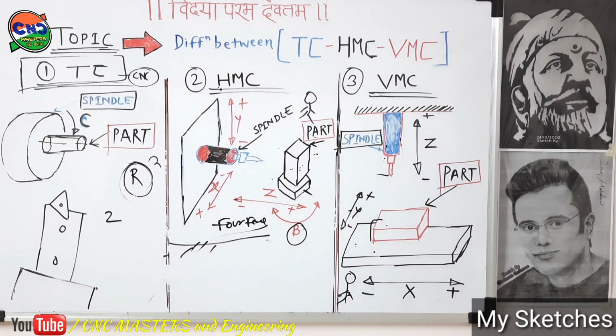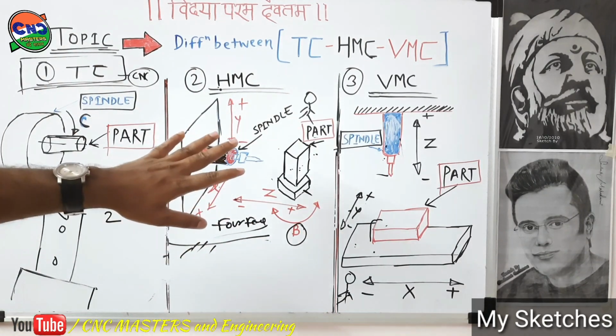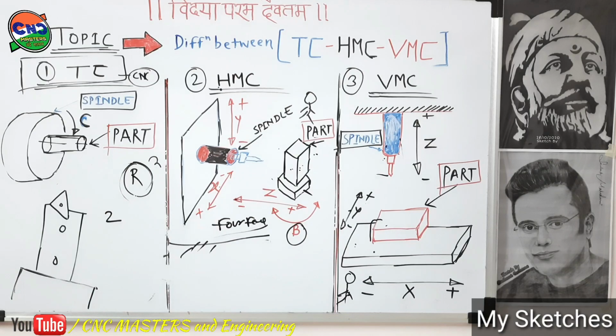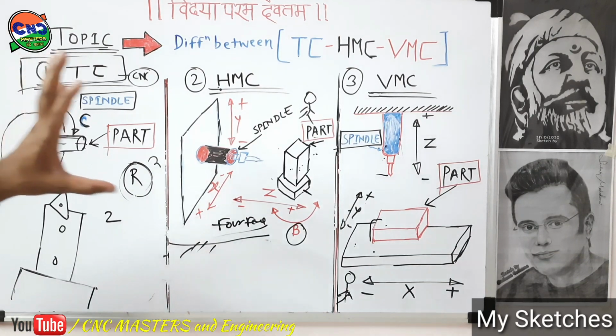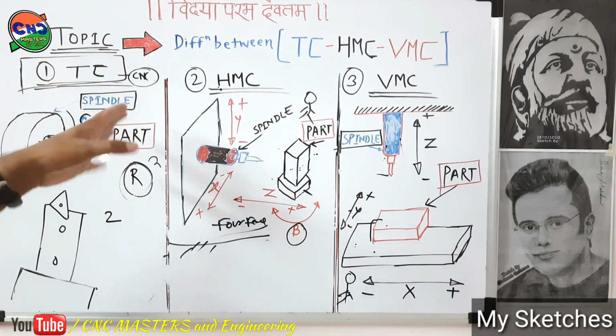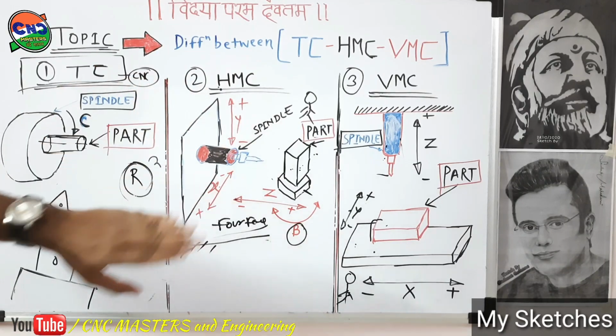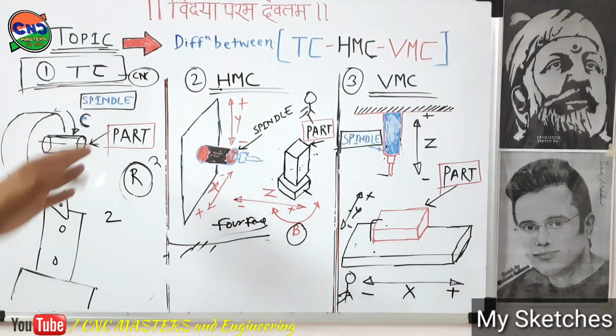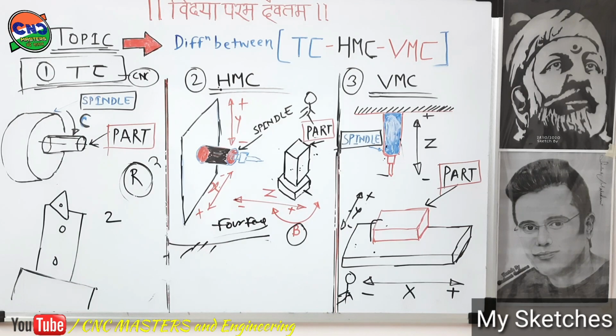Okay friends, so I just explained to you in brief these three kinds of CNC machines that we normally use in machining centers. If you don't have knowledge about the difference between these types of machines, when you go for machine selection, you should know which type of machine you will use for the machining purpose. Okay friends, I hope you understood this very well.